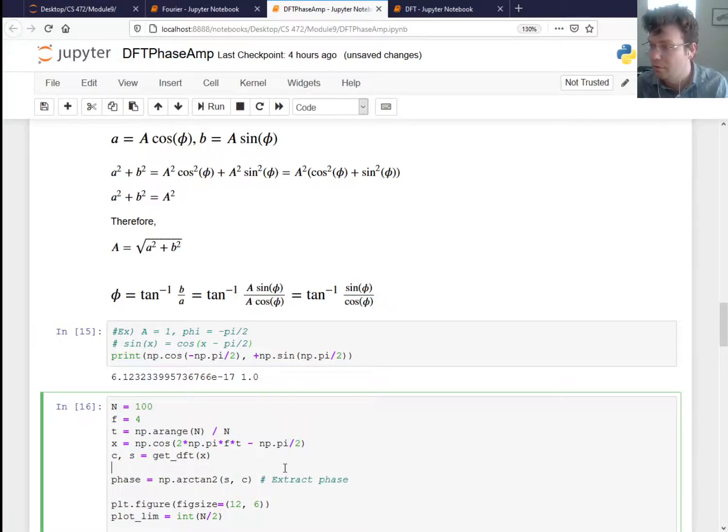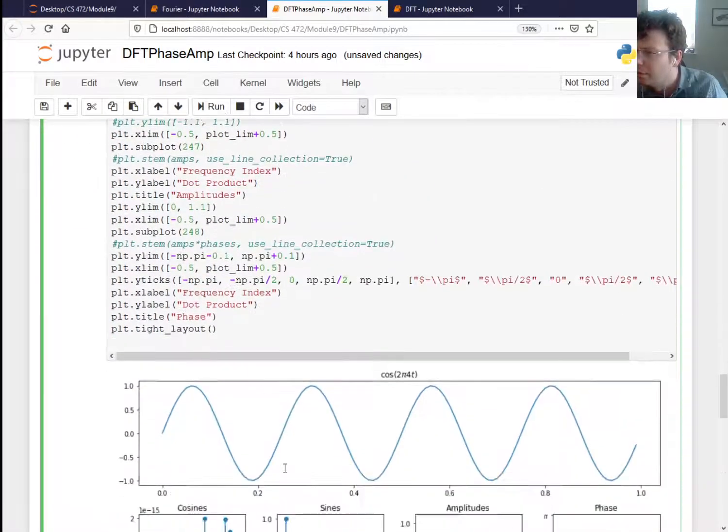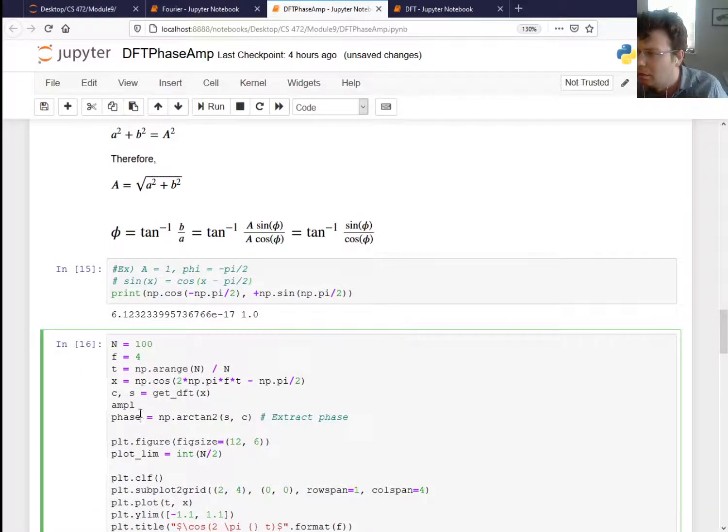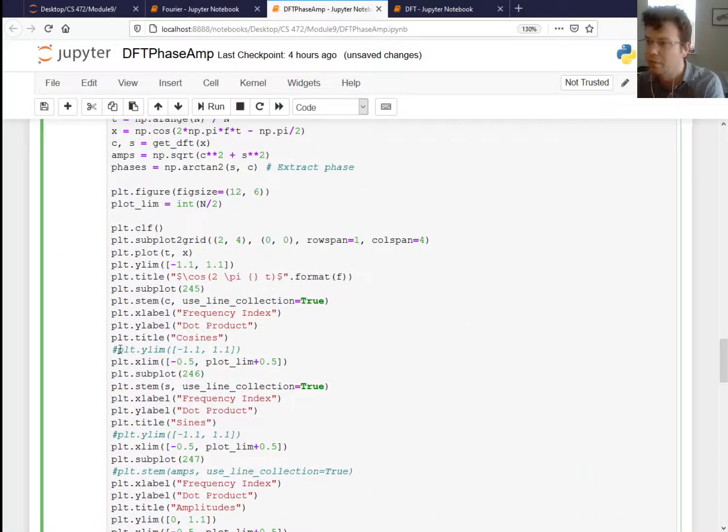The amplitude is even simpler. Let's see, what did I call it down here? I called it amps. Okay, amps is equal to the square root of the sum of the cosine component squared plus the sine component squared. So I'm doing element-wise numpy operations here, so this is going to do it for every pair of cosine and sine. So let's now have a look at this.